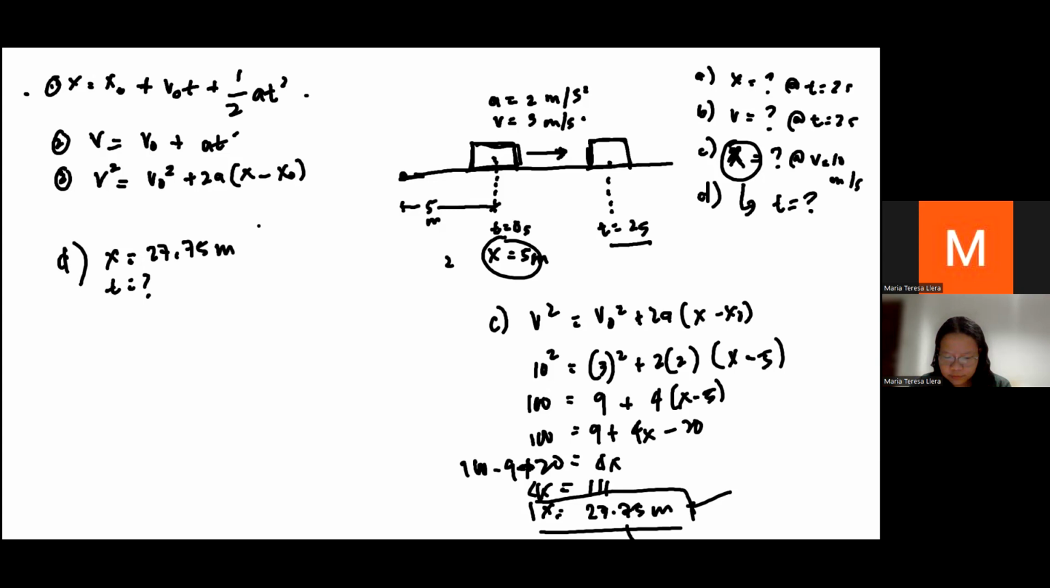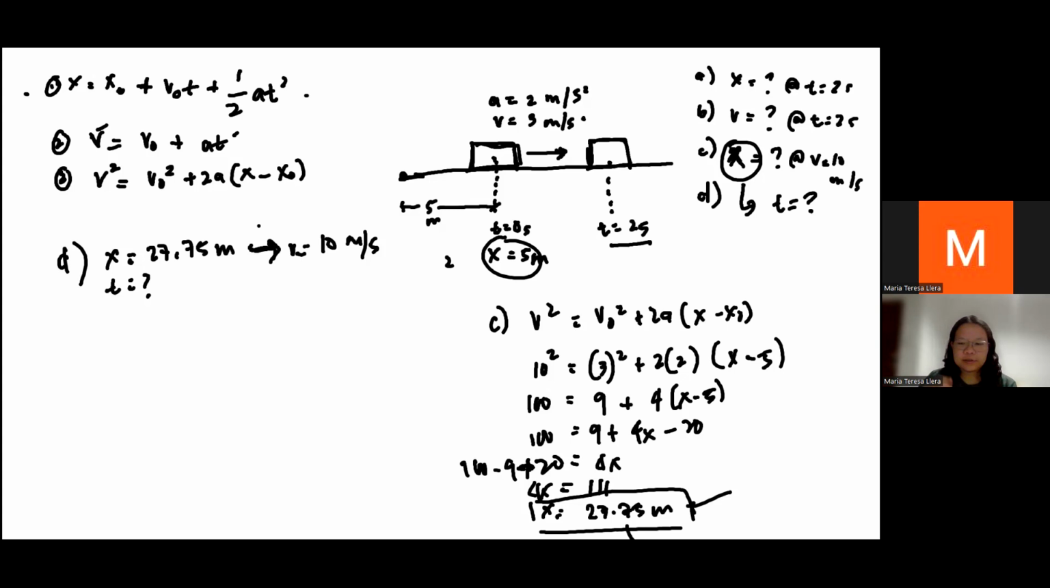And even if we cannot use the x equals 27.75 meters, we know that at this distance, the velocity is 10 meters per second from the previous question, right? So if we are going to use the second formula, we already know the final velocity, which is 10 meters per second. The initial velocity, we also have data on that, 3 meters per second. We also know our acceleration.